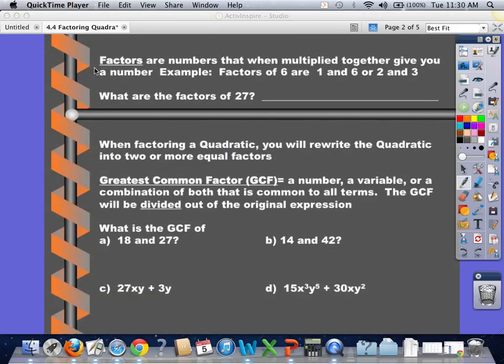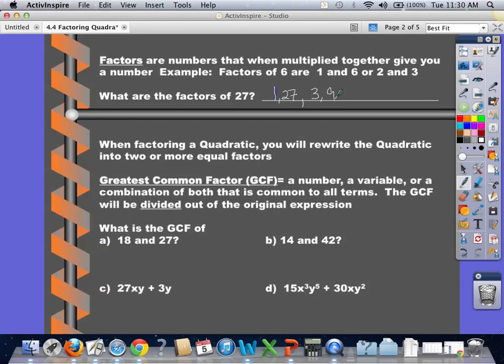All right, so factors are numbers that when you multiply them together, they give you a number. For example, the factors of 6 are 1 and 6 and 2 and 3. 1 times 6 is 6, 2 times 3 is 6. So, what are the factors of 27? Well, we know we have 1 times 27, okay? 3 times 9. Okay, those are factors of 27.